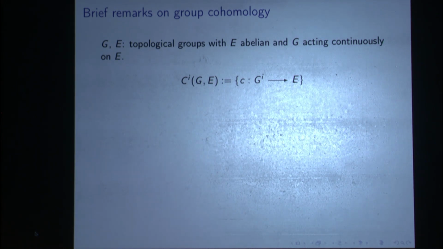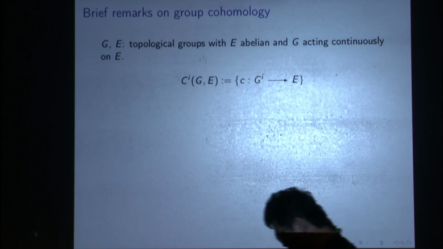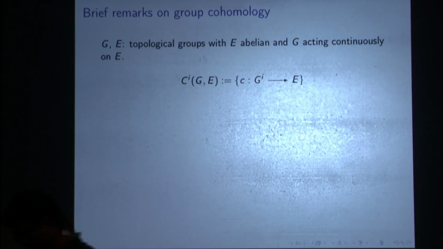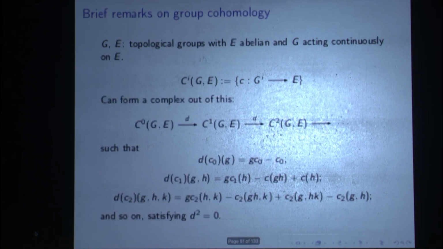So how is that defined? You have some topological group G acting on some other topological group E. Sometimes you consider non-abelian E. Actually, I'm more interested in non-abelian E, but abelian is the one that's usually studied. And then there are these group cochains. These are simply continuous functions from powers of G, the Cartesian products of G, to E.